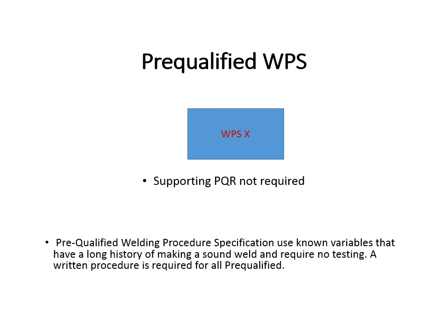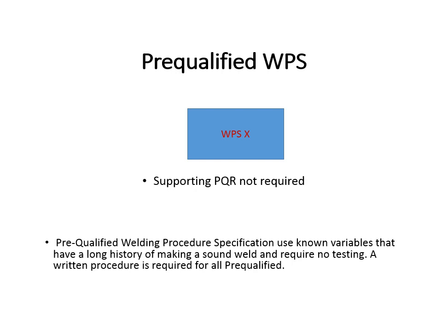Like I said before, a pre-qualified WPS is a WPS that does not need a supporting PQR. Not required. You've used all the right materials that are listed in Clause 3. The filler material, you've used the correct process, let's say flux core. You've used the correct flux core filler material, and you're welding to one of the pre-qualified base materials like A36 or some kind of low carbon steel that's listed on the table in Clause 3.